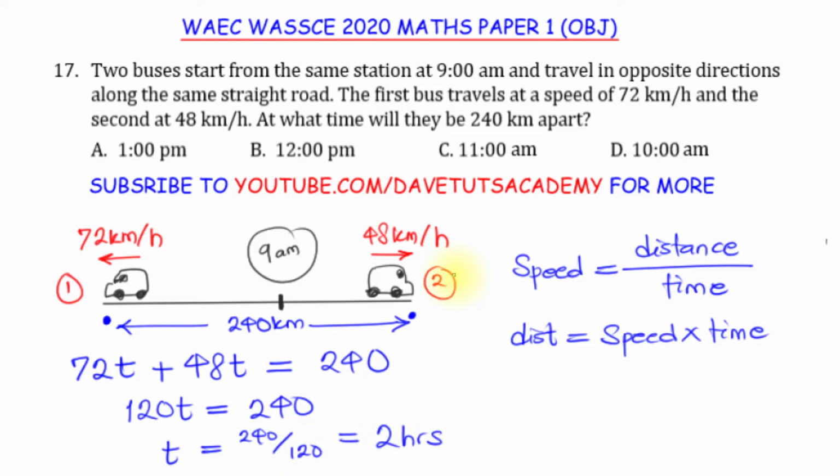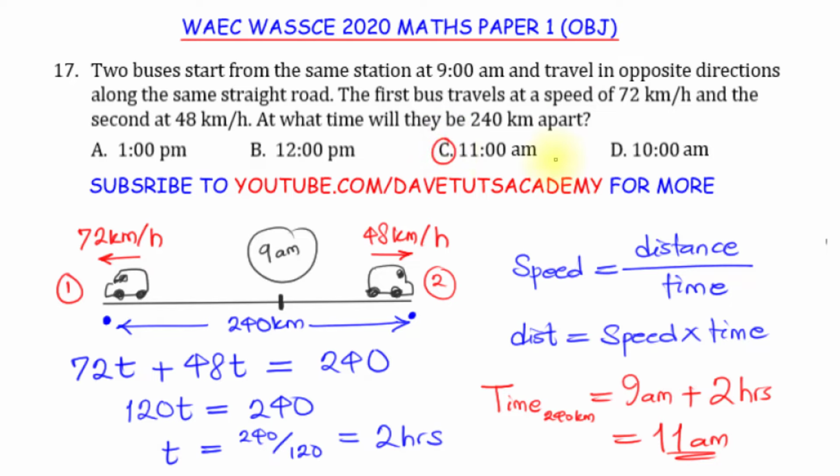Remember, we're talking about hours. But they didn't ask us the amount of time. They said, at what time would they be 240 kilometers away? Remember, they started by 9 a.m. So the time they will be 240 kilometers away will be 9 a.m. plus that 2 hours that we just got, okay? And 9 plus 2 will give us 11 a.m. And looking at the options we have, you can see option C, that is 11 a.m.